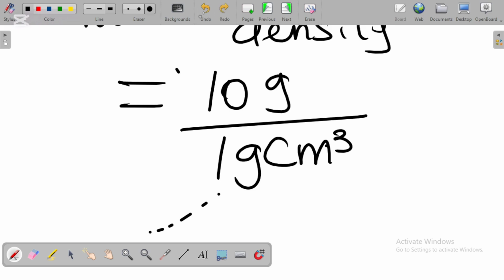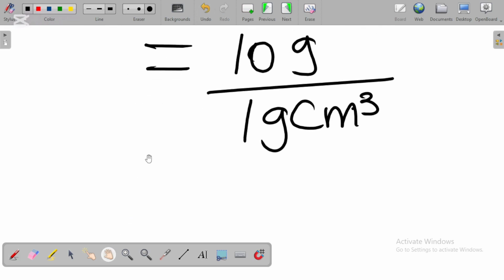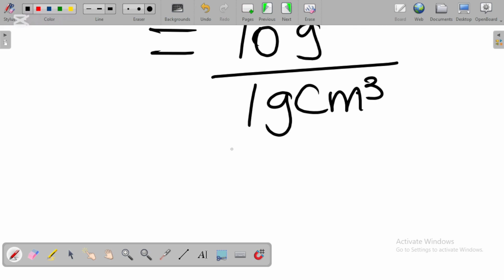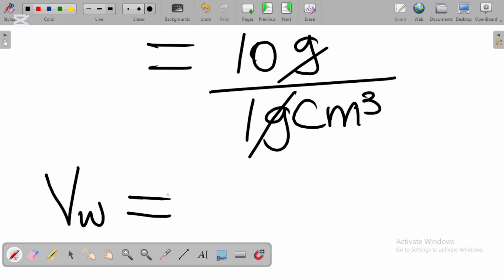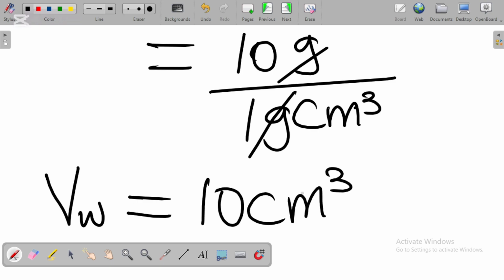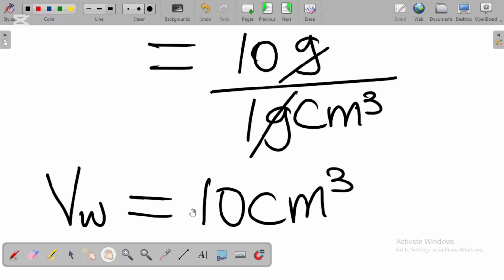So at this juncture, we are going to divide through. So gram here cancels gram. So the volume of water, V subscript W, is equal to 10 divided by 1, which is what? It is 10. So we have 10 cm cube. So we have now gotten the volume of water and the volume of alcohol.